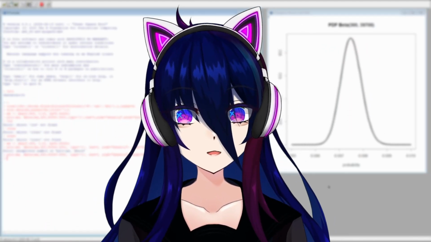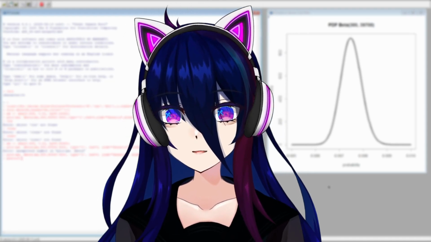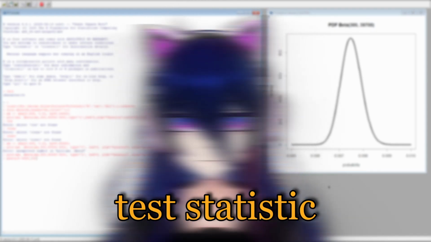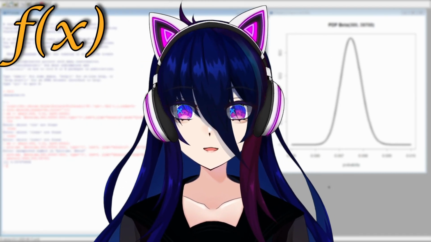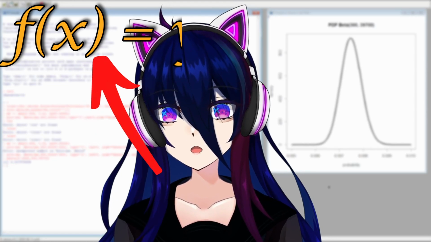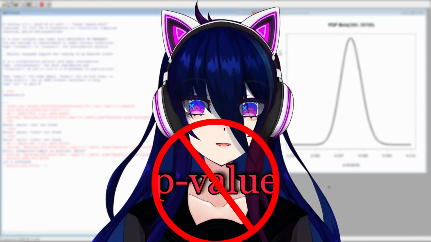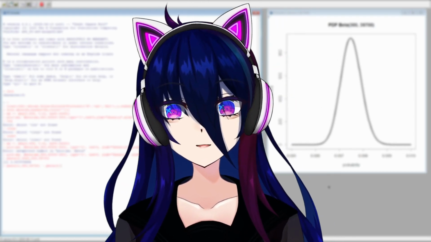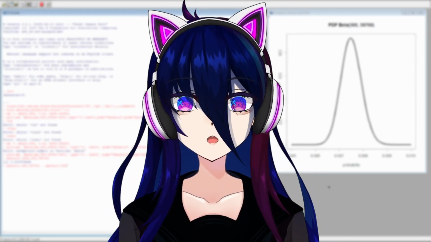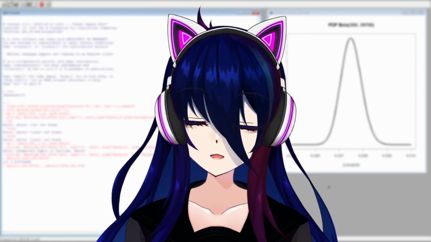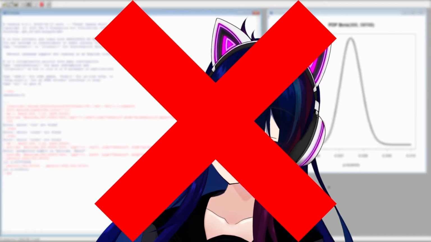Before we get into the definition of the p-value itself, we're going to need another definition. That's called a test statistic. Think of it as a function that takes in pieces of the sample data, and then it gives out a value. I also want to quickly mention something that the p-value is not. A common misunderstanding is the assumption that the p-value is the probability that the null hypothesis is true. This is not the case.